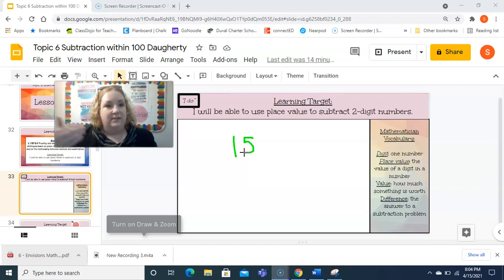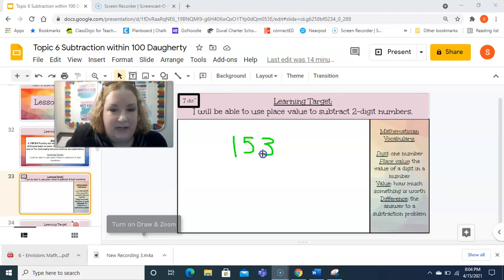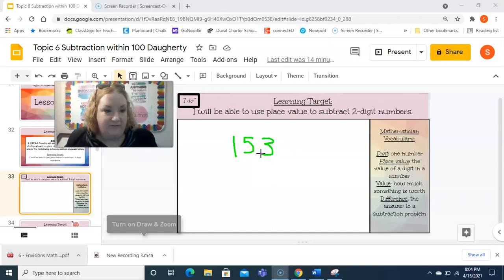I would allow someone at this point to raise their hand and answer me. Awesome job. Kiss your brain. Let's add another number. How many digits does 153 have? I would allow another student to raise their hand and answer. Absolutely. Big pat on the back. 153 has 3 digits. 1, 2, 3. 3 digits because each number is a digit.